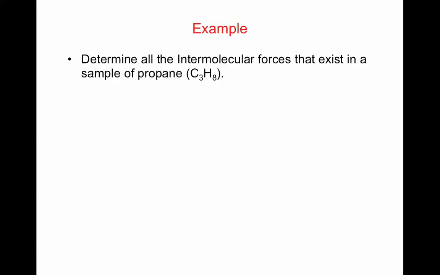All right, in our final example, we want to know what types of intermolecular forces exist in a sample of propane. Propane is C3H8. And so I ask, is it ionic or covalent? And of course, it's covalent. And then I need to know, is it polar or nonpolar? Now, in this case, I don't even have to draw the Lewis structure, because remember, when I have compounds that just contain carbon and hydrogen, I don't have any polar bonds. So I know it's nonpolar. If it's nonpolar, it will only have dispersion forces for the intermolecular forces.